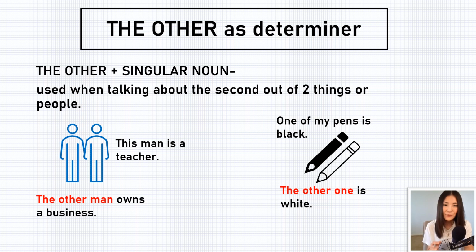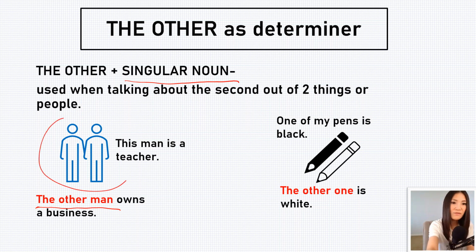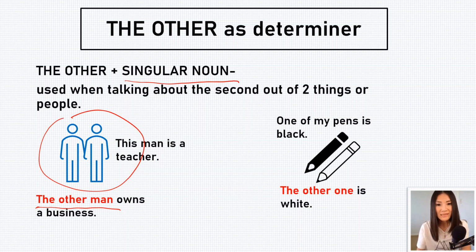Now, if you use the word the other and a singular noun, that means we're talking about the second thing or second person out of 2. So it's not a large group, it's just out of 2. For example, this man is a teacher. The other man owns a business, right? So it's just a group of 2. One of my pens is black, the other one is white.